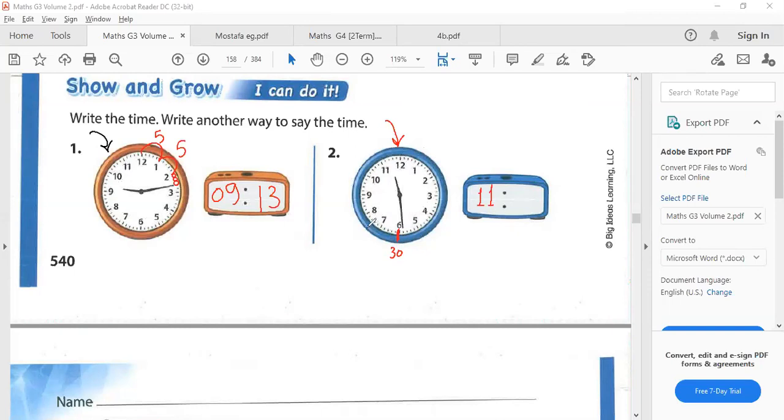We said before that until we reach 6, this is 30 minutes. And the long hand is pointing to the previous one, 29. Yes, the previous one is 29. Excellent. It will be 11 and 29. Excellent, Muad.